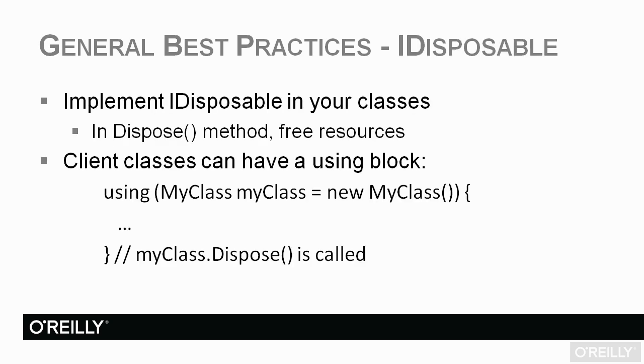Speaking of using, it's good to implement IDisposable in your classes, and that will mean that you'll implement a dispose method. And in that method, of course, you want to free any resources that your classes have used. Implementing IDisposable in your classes allows any client classes that are using your classes to use a using block. So again, it can have a using my class is equal to a new my class, and at the end of those curly braces, your class's dispose method will be called. So implementing IDisposable is a nice courtesy to any client classes that are going to use your class. Of course, if you don't have any resources that you're going to dispose, it's completely unnecessary.